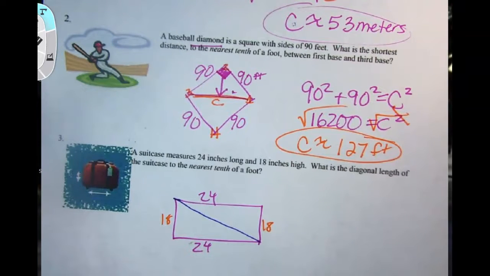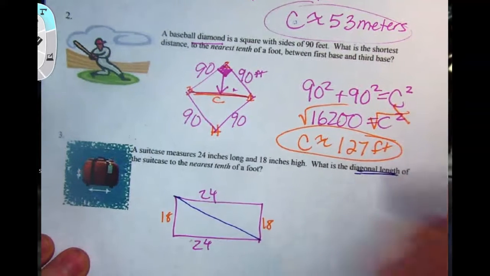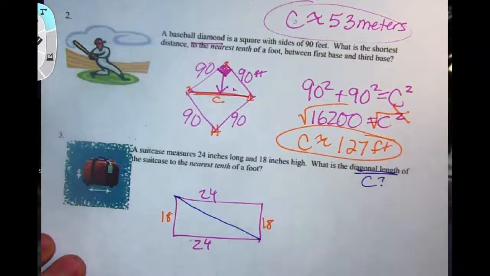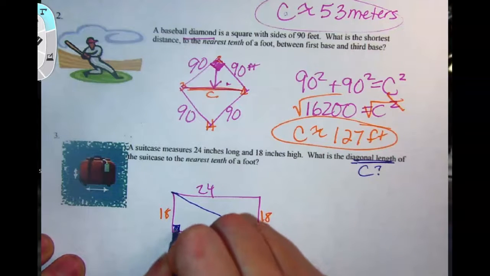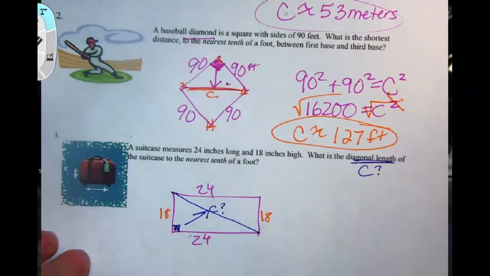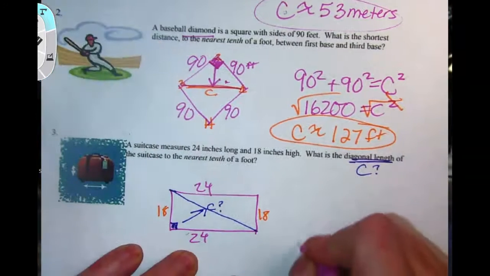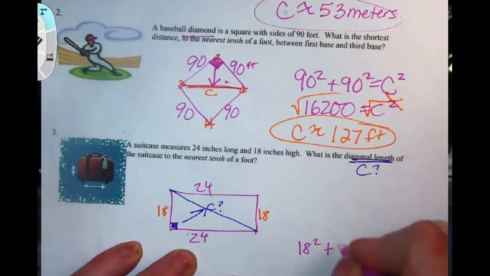And then it's going to ask you, what is the diagonal length? That's our C. Okay, so that's the 90-degree angle, and we're looking for C. So this is another one. We just drew the picture. We knew it was going to be some kind of triangle in the end. So we have 18 squared plus 24 squared equals C squared.